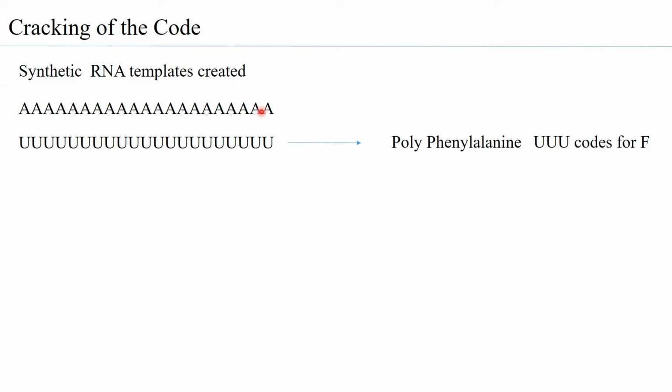Similarly, when poly A was translated, one obtained polylysine. So what does it tell? This tells that AAA codes for lysine. Poly C was also done and that coded for proline, and so on and so forth.